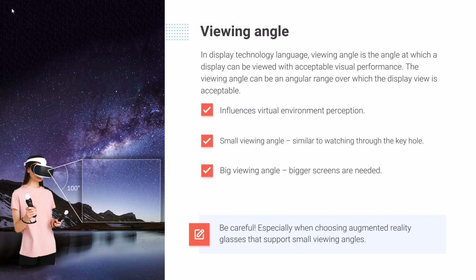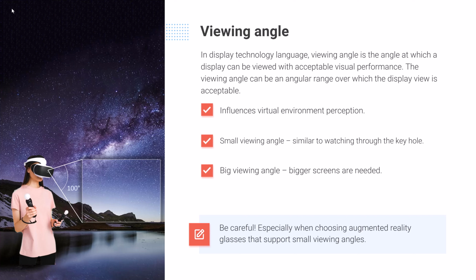In display technology language, viewing angle is the angle at which a display can be viewed with acceptable visual performance. Higher viewing angles result in a more realistic view. The best virtual reality devices support viewing angles of up to 200 degrees diagonally, 170 degrees horizontally, and 115 degrees vertically. It looks like you are watching through a keyhole if the device supports a small viewing angle.